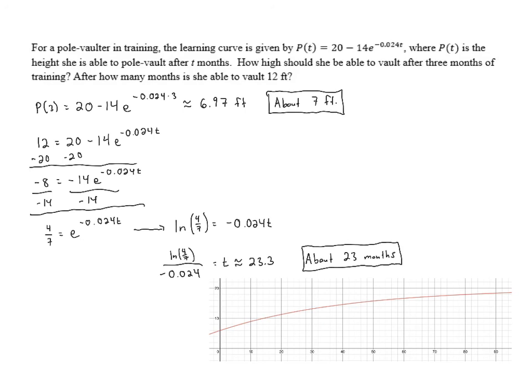So oftentimes with something like this, we have an exponential function, because exponential functions allow us to be asymptotically approaching a value, and that's exactly what's happening in this situation.